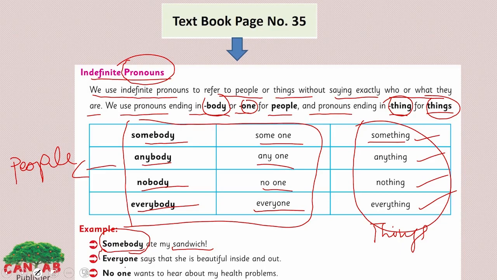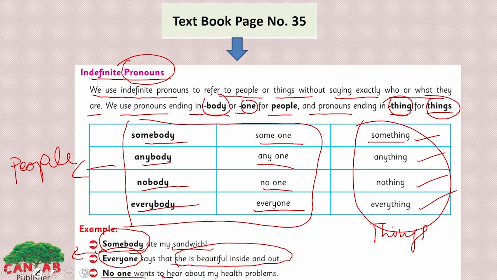Look at the second one. Everyone says that she is beautiful inside and out. Now this person doesn't know exactly who says it, but she heard that everyone says that she is beautiful inside. Here it is referring to a group of people.